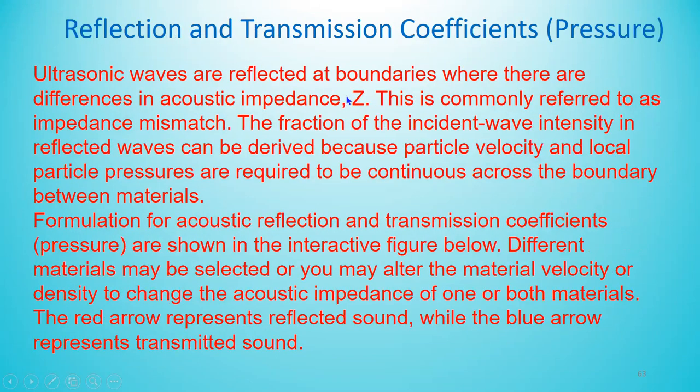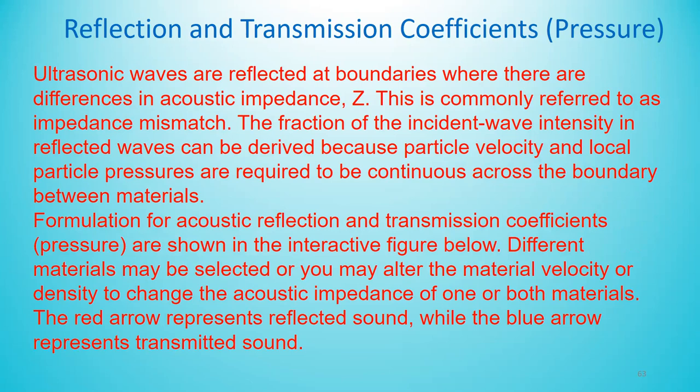Ultrasonic waves are reflected at boundaries where there is a difference in acoustic impedance. This is commonly referred to as an impedance mismatch. The fraction of the incident wave intensity that is reflected can be derived because particle velocity and local particle pressures are required to be continuous across the boundary between the materials. Formulation of acoustic reflection and transmission coefficients for pressure are shown in the interactive figure below.